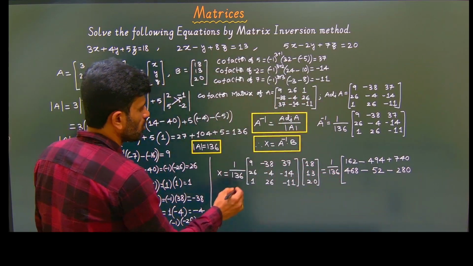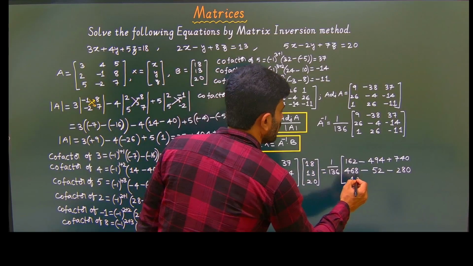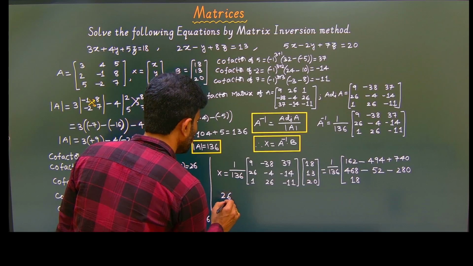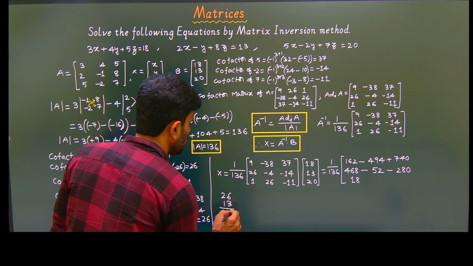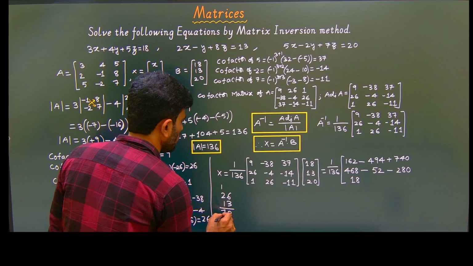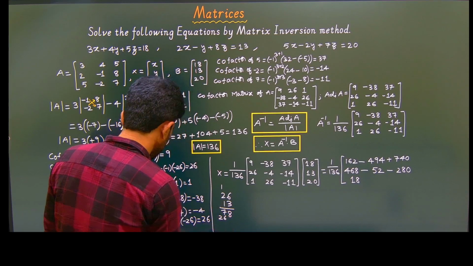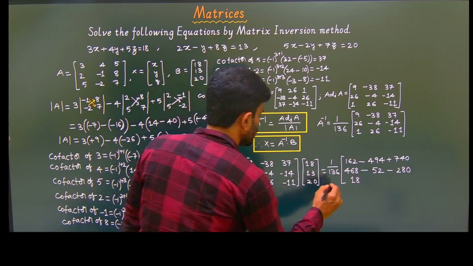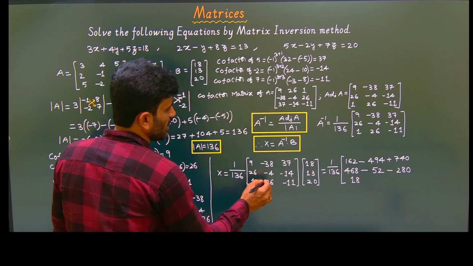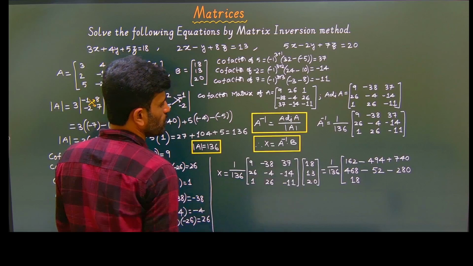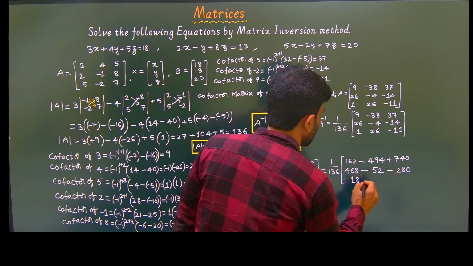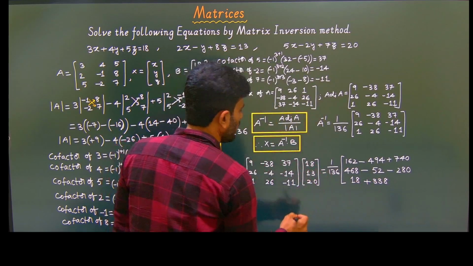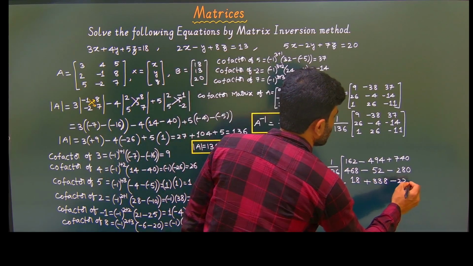Now coming to the third: 1 into 18 is 18, then we have 26 into 13. How much is it going to be? 3 2s are, oh yes, it is 338. We got it as 338. Plus into plus is plus, so plus 338. Then minus 11 into 20 is 220.